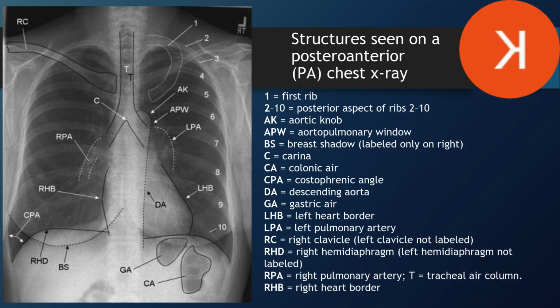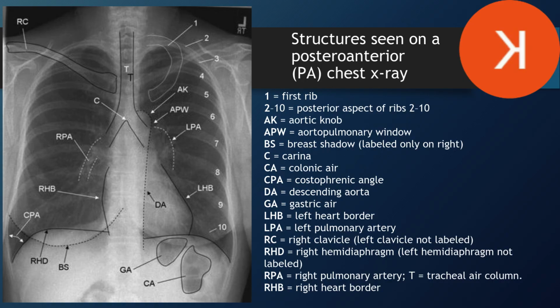Structures seen on a posterior anterior PA chest X-ray. So number 1, we have the first rib. Then from number 2 down to number 10, we have the posterior aspect of ribs 2 to 10. AK, we have the aortic knob. Then we have APW, which is the aortopulmonary window. Then we have the BS, which is only shown on the right side. This is the breast shadow. Then we have the carina labeled C.